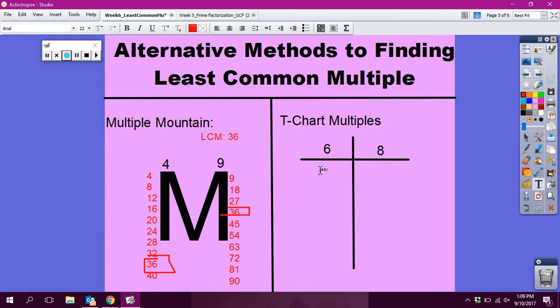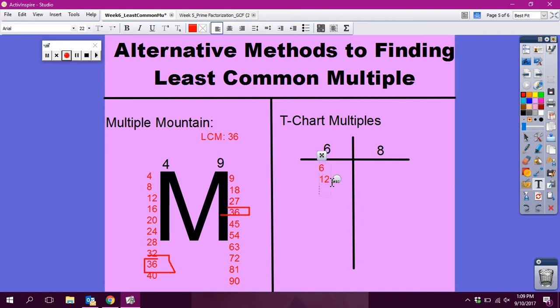Okay, the T-chart is essentially the same thing, but instead of using the letter M, it's just you lining up the multiples together in the form of a chart. Okay, so again, I'm going to list those multiples. 6 is always going to be the first one for 6. You always use the same number first. That's always, every number's first multiple is itself.